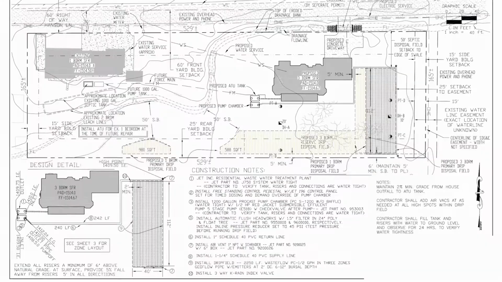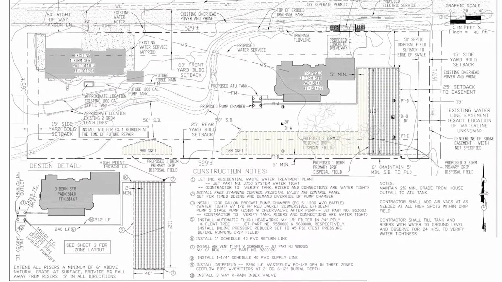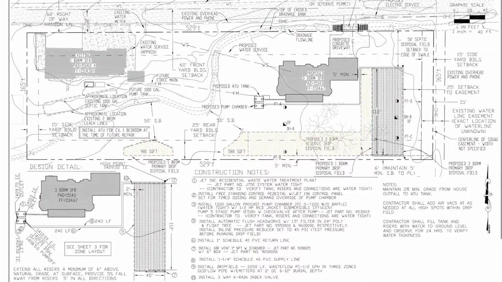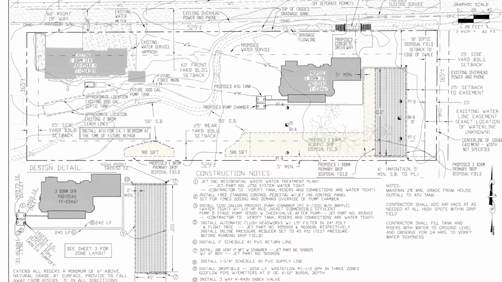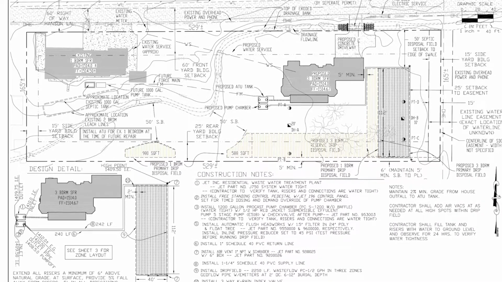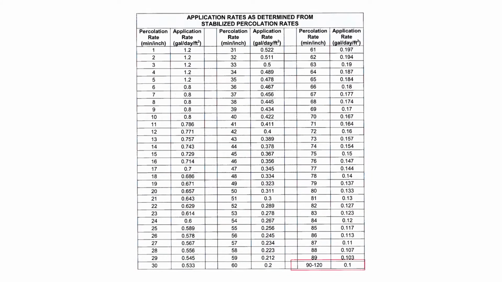Once we know that, we can go ahead and draw up what we would call a septic layout. Now this would be on a piece of property that has not been developed. It's never had anything on it before. A septic layout is essentially taking the perc rate that we found.